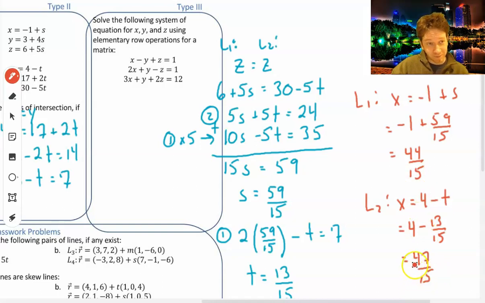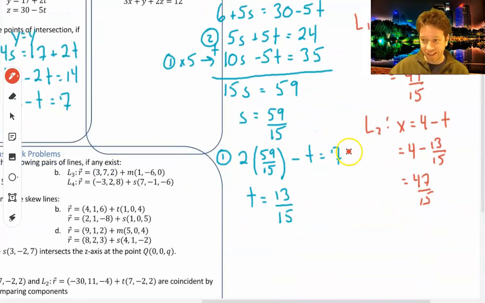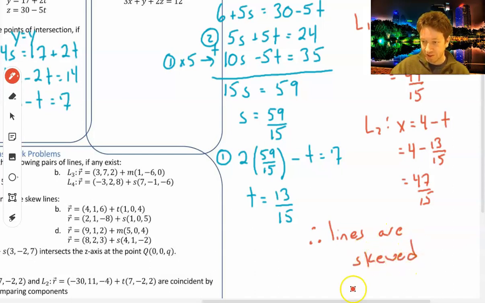They're not the same. You can double check to make sure you solved s and t correctly by substituting it in for your y coordinates and z coordinates, and you should get the same value. But our x coordinate is not the same. Therefore, these lines are skewed. There's no intersection. Okay, lines are skewed. No intersection.